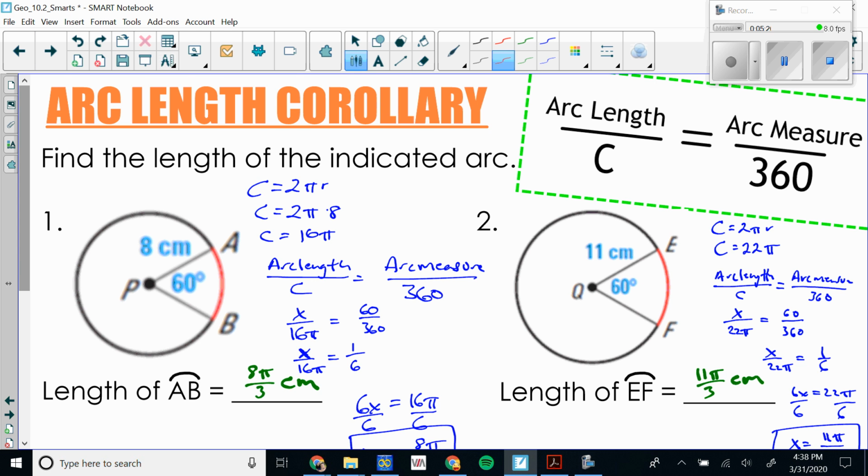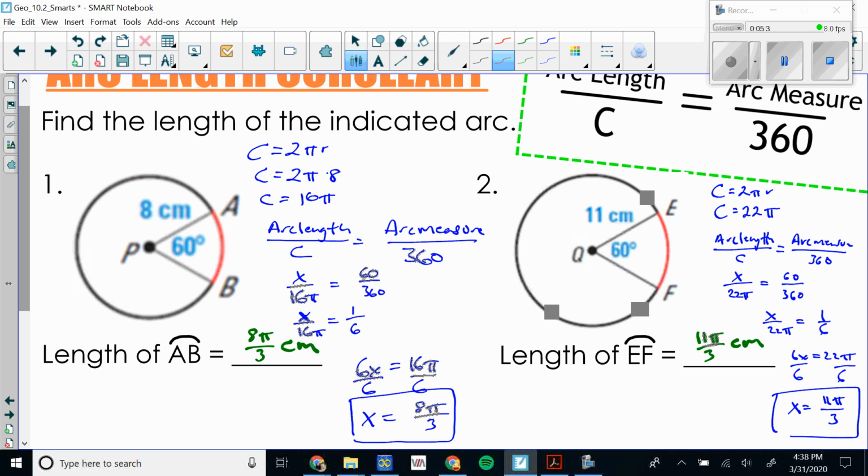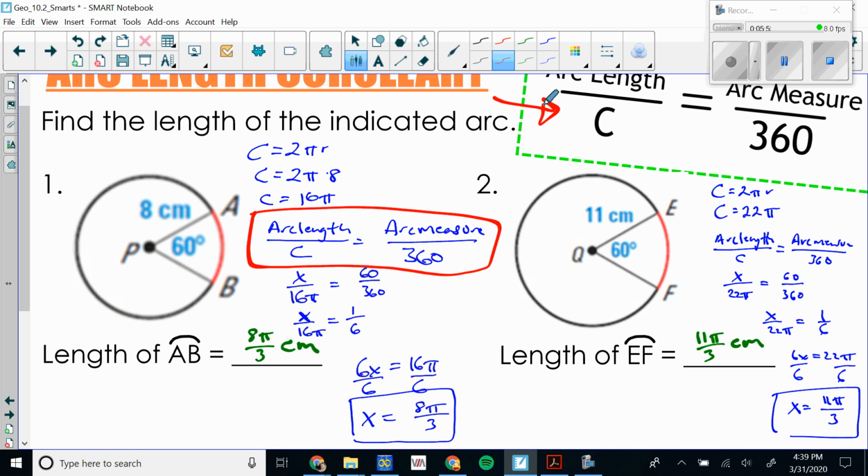All right, number one, for the arc length, I first wanted to find just what the circumference was, so I took my C equals 2 pi r from the first part of our notes, and I inserted 8 for the radius. 2 times 8 is 16, so circumference is 16 pi. And then this portion right here is the same thing as they gave us. It's also over here in that dotted square. That's our formula we're going to use.